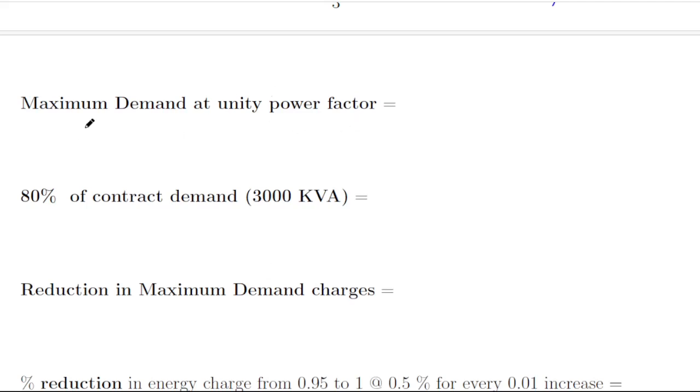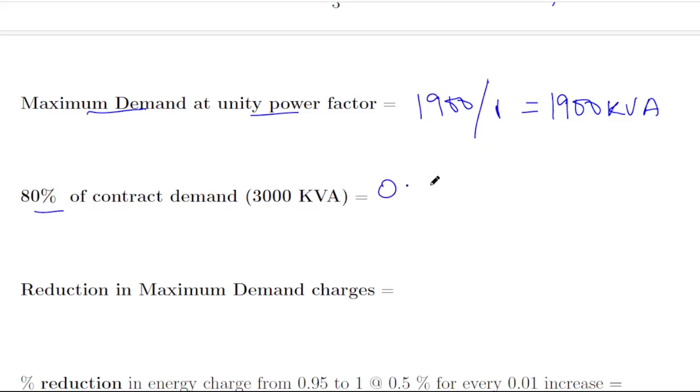Now let's calculate the maximum demand at the unity power factor, that is kilowatt divided by 1, that is equal to 1900 kVA. This is the minimum billable amount. So 80% of the contract demand, that is 3000 kVA, is 0.8 multiplied by 3000, which is equal to 2400 kVA.